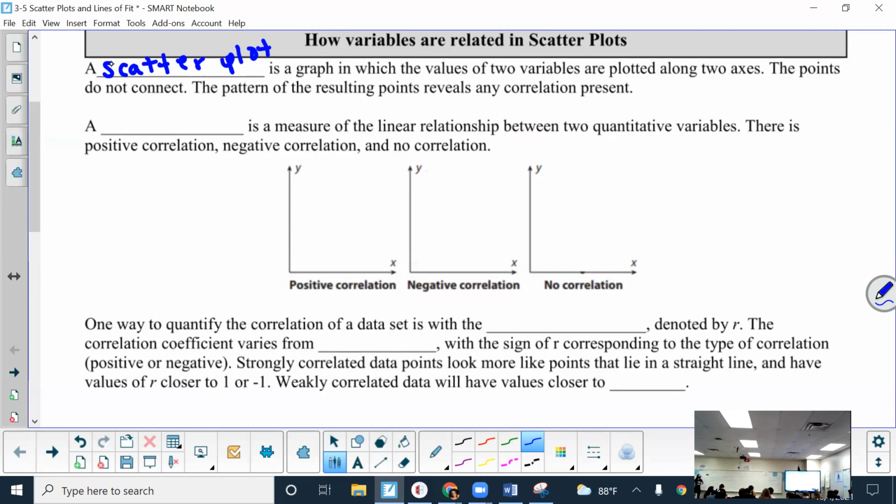All right, two variables show a pattern. They're probably connected in some way. So this blank is a correlation. It is a measure of the linear relationship between two quantitative variables. There is positive correlation, negative correlation, and no correlation.